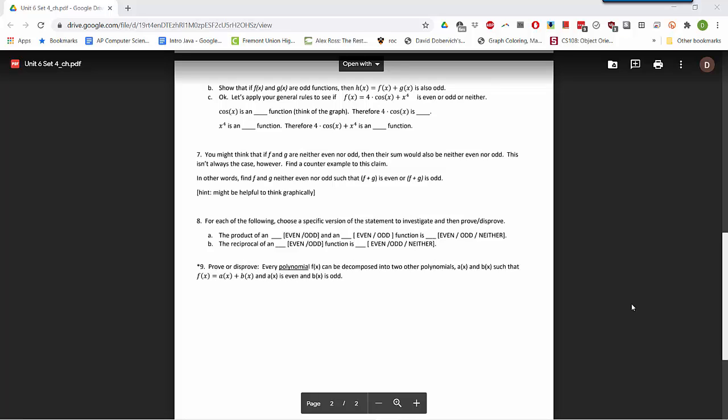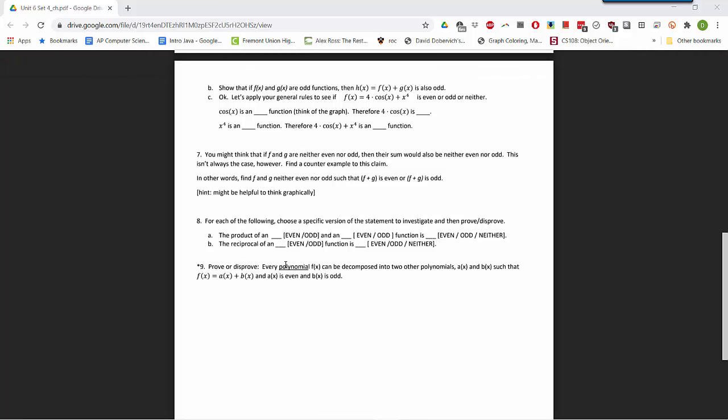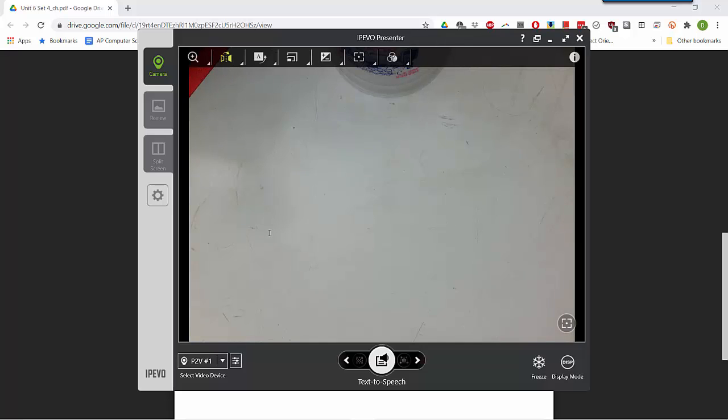Hey everybody, someone requested that we do some answers to 8 and 9 from the last homework, so let's give it a try. The product of an even or odd function and an even or odd function is even, odd, or neither. So there's a lot of options here. I said you can choose the specific version you want to prove, and some of them are easier than others. Let's see what there is to see.